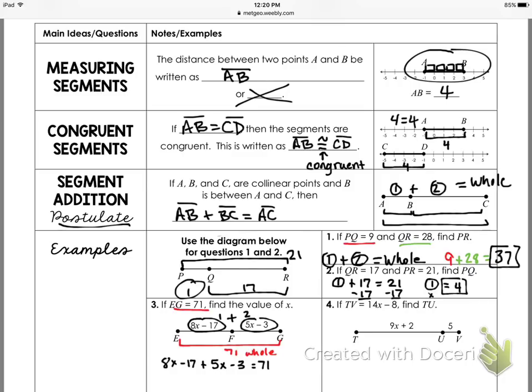All right, now this just goes back to being just like an Algebra 1 equation. We're going to have to solve this by combining some like terms. 8x plus 5x is going to give me 13x. Then negative 17 minus 3 is going to give me a negative 20, and all that is equal to 71. Okay, next step in our equation is going to be add 20 on both sides.